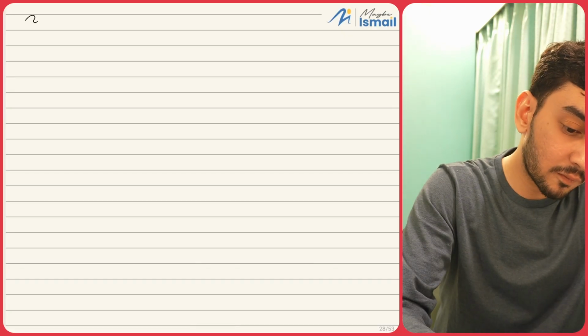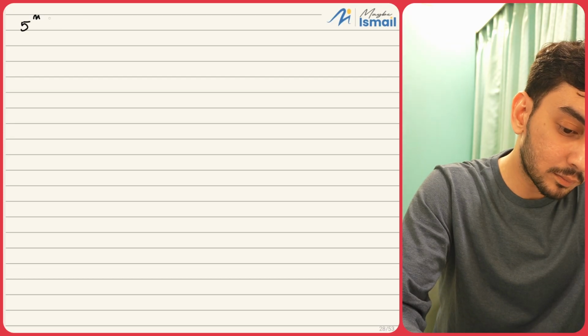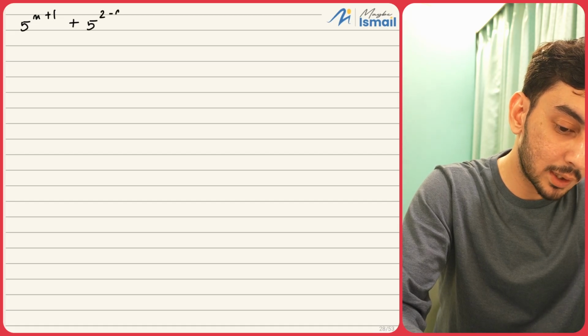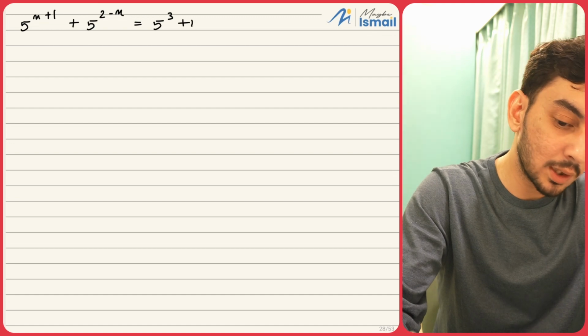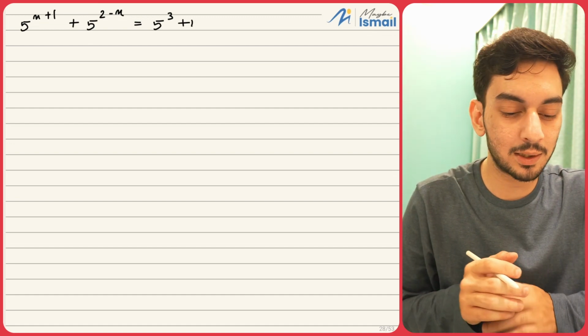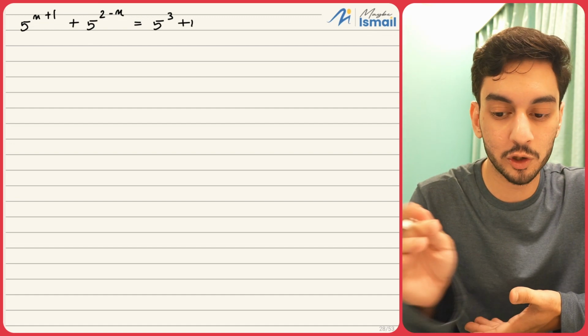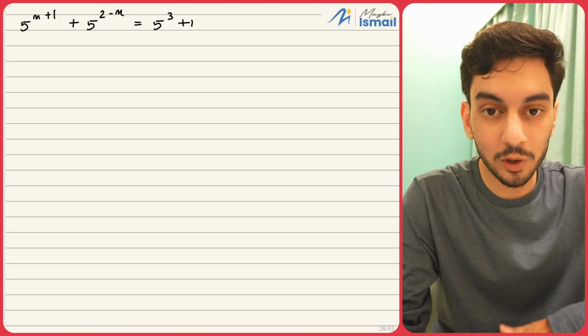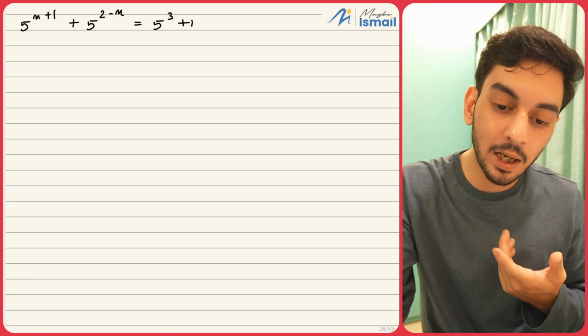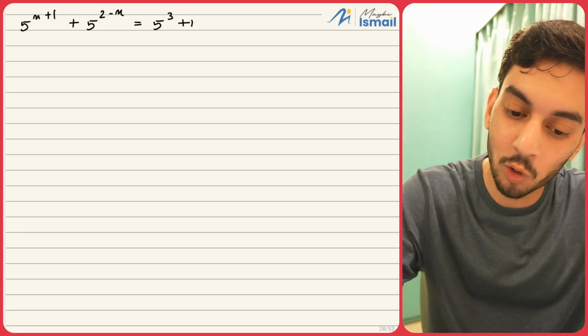The question is 5 raised to x plus 1 plus 5 raised to 2 minus x is equal to 5 cube plus 1. This is not a very straightforward question, and it's not a very direct kind of question. We need to work it out. Now we should know the laws of indices to do this: when bases are same, powers get added, and when bases are same, powers get subtracted. What do I mean by that?